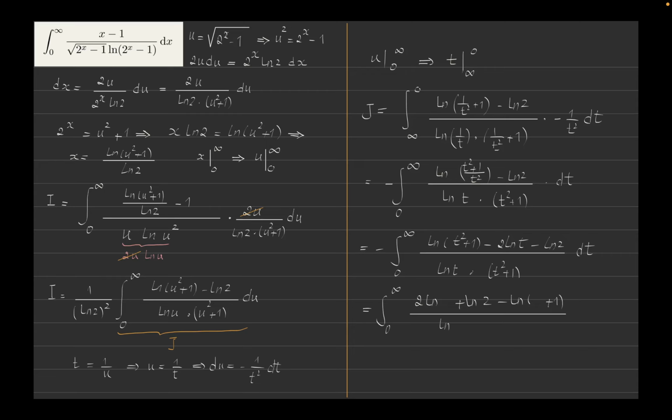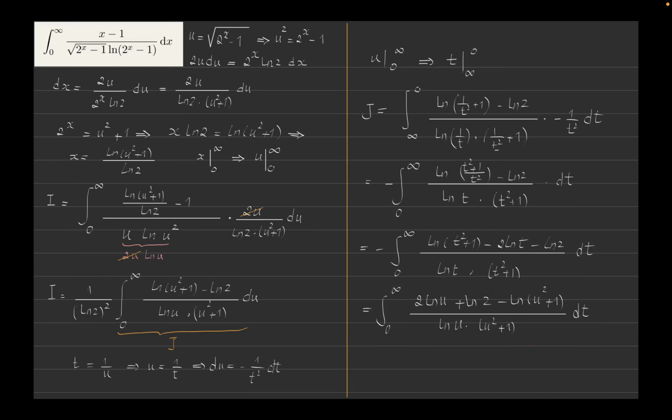So this becomes u, and then this is also u squared plus 1, ln of u times u squared plus 1, and then du. So what does it mean? It means that if this integral is J, this integral is also J.